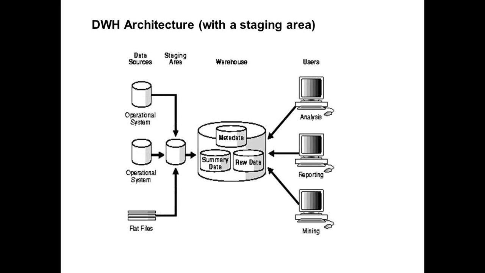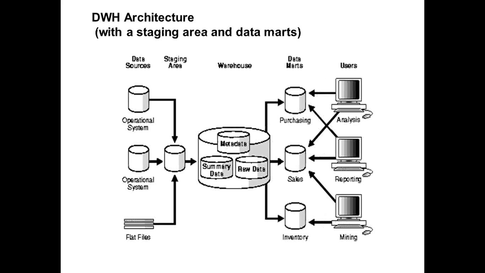The next thing is the staging area with data marts. Along with the staging area, we can come up with data marts also, because if users want to see their individual data separately, like purchasing data should be in a particular data mart. From there, they extract only purchase details, or from sales, inventory, like that. So these are the different common architectures for data warehousing. Right. Okay.